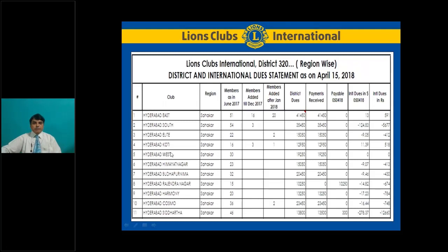So this is a sample template of a region-wise ready reckoner. These are the club names with region and coming like members as per the due date, that is, as per the starting of the financial year, coming till the first half year, and the next starting of the fiscal year, and coming to district dues, payments received, payable. If any club is yet to pay, they will be mentioned here, and international dues. So this is a ready reckoner for the region chairperson and zone chairperson. It will be helpful for club officers or district officers.